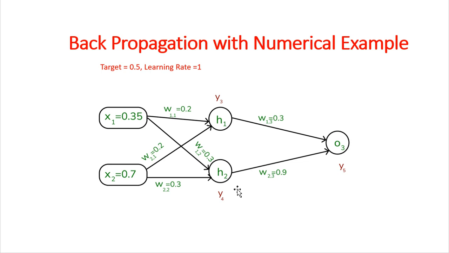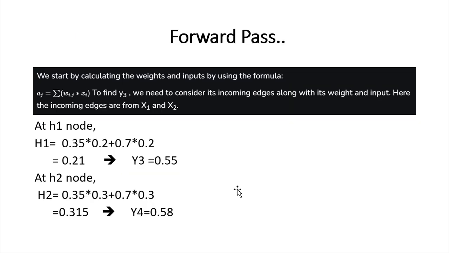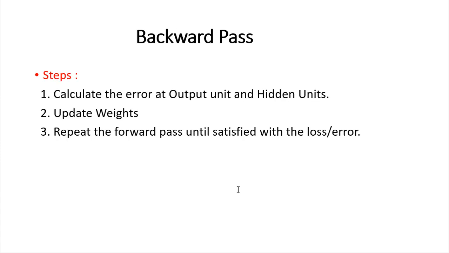After updating the weights, we can perform the forward pass again. This will continue until we reach the target point. Otherwise, the value should be almost equivalent to the target. So until then we have to repeat the algorithm. So that is backward propagation.